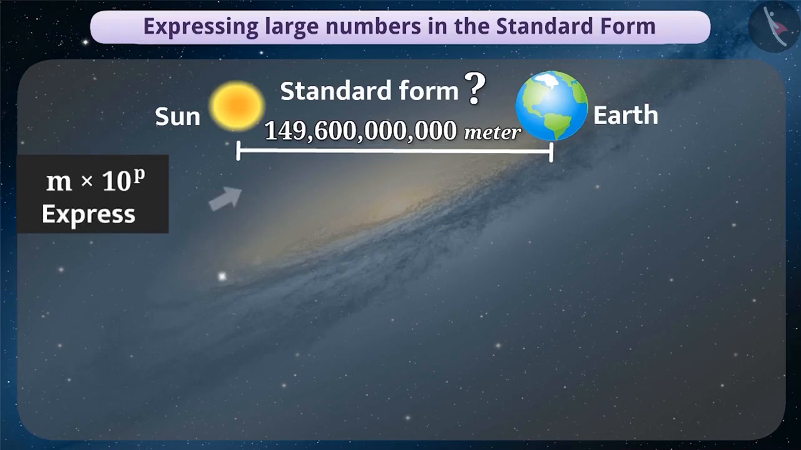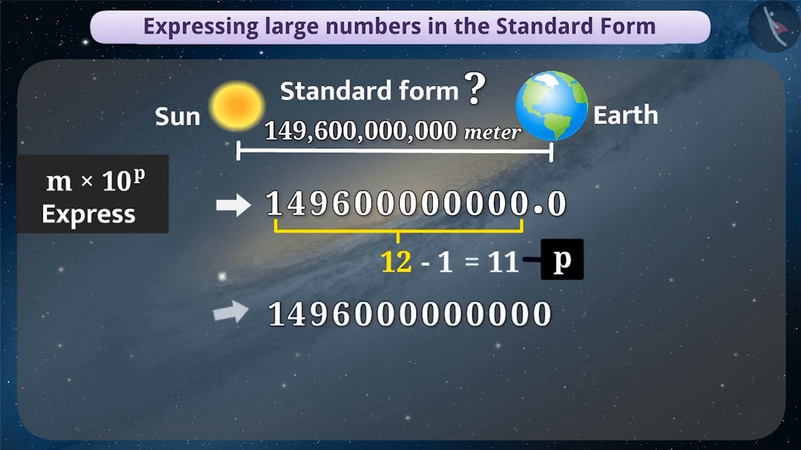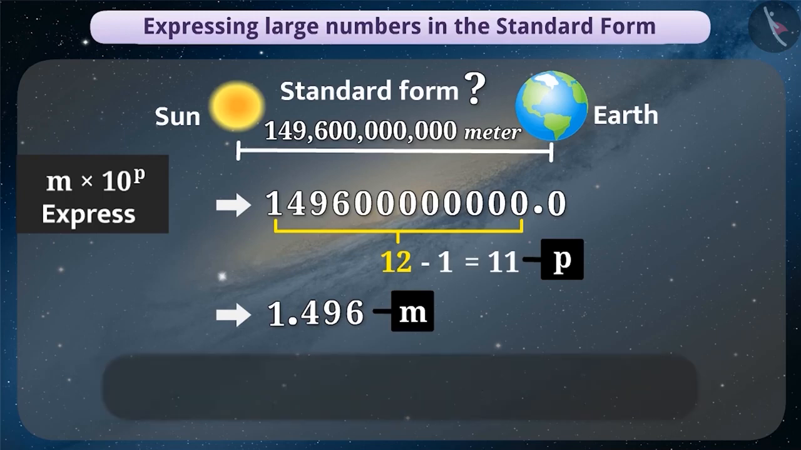To express it in standard form, that is, m into 10 to the power of p, first, we will convert this whole number to decimal number by placing a decimal point and 0 to the right of the number. Here, there are 12 digits to the left of the decimal point. We will subtract 1 from the total number of digits, that is, 12, to get the value of p as 11. Then, we place the decimal point to the right of the leftmost non-zero integer 1, like this, and in the last step, we remove all digits after the non-zero integer placed to the right of the decimal point. With this, we get the value of m to be 1.496.